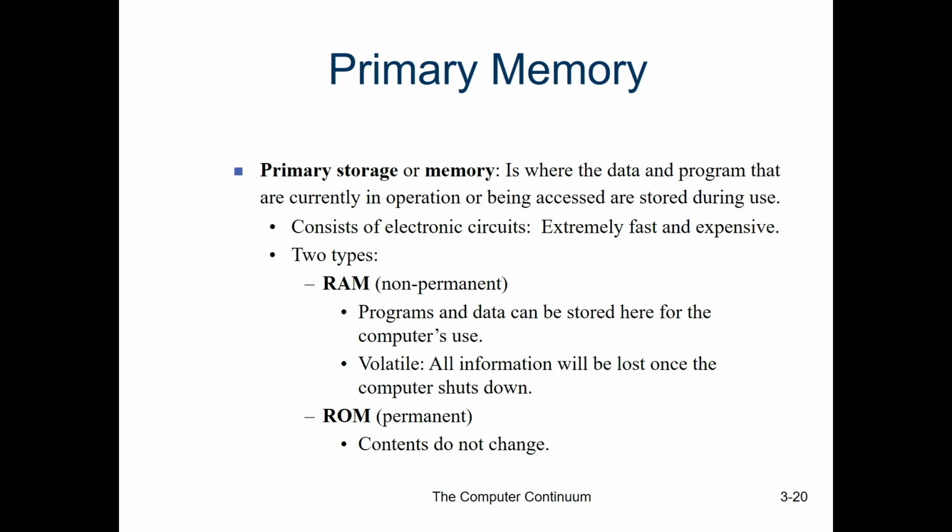Okay, it consists of electronic circuits. It's extremely fast and expensive, and there are two types of it. Primary memory could be non-permanent like RAM. The programs and data can be stored here for computer use. It's volatile, meaning once the power is off, all the information will be lost once the computer shuts down. And ROM, it's permanent and it's embedded into the computer. Its content does not change. Mostly the BIOS information or the computer startup information is stored in ROM.